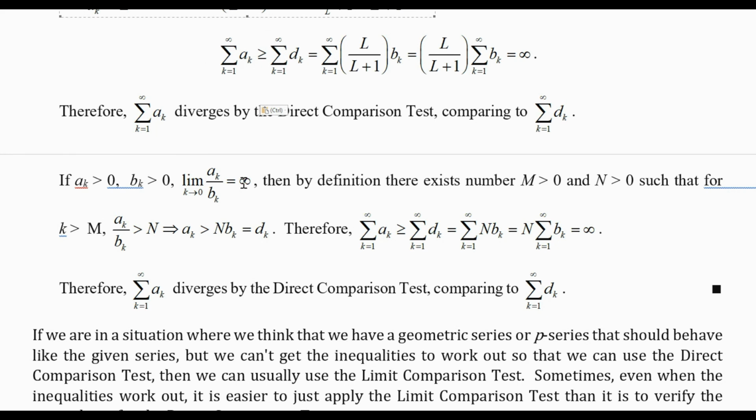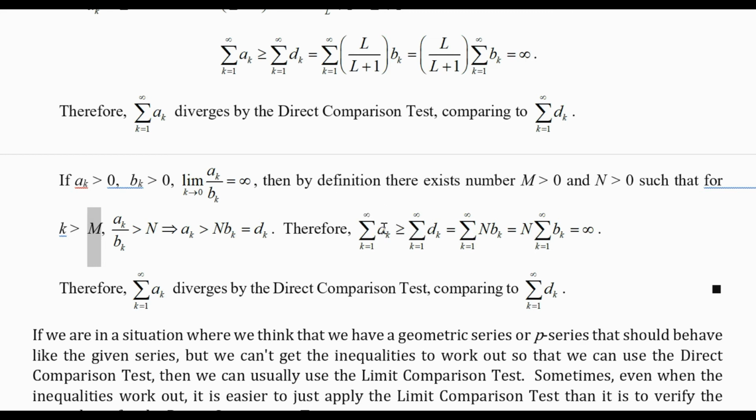Now, what if that limit is infinity? Well, by definition, there exists some m and n greater than 0, such that for k's greater than m, the outputs a sub k over b sub k have to be bigger than n. And therefore a sub k is greater than b sub k times that n. We'll call that d sub k, and now our inequalities go the right way.